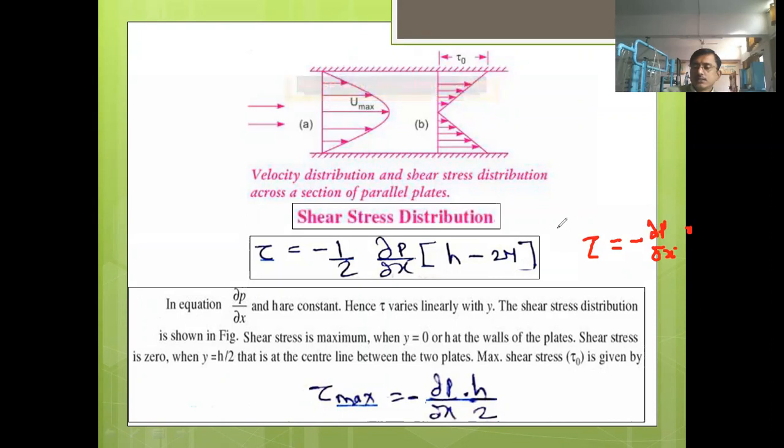See there in the pipe flow, viscous flow through the pipe, look at the equation of tau that we derived or wrote there. Tau is equal to minus del P upon del x into r by 2.